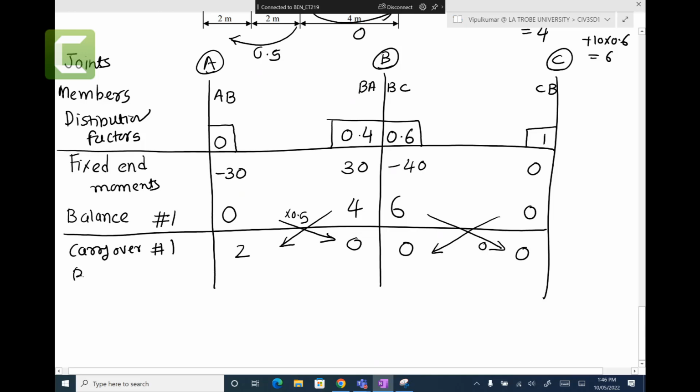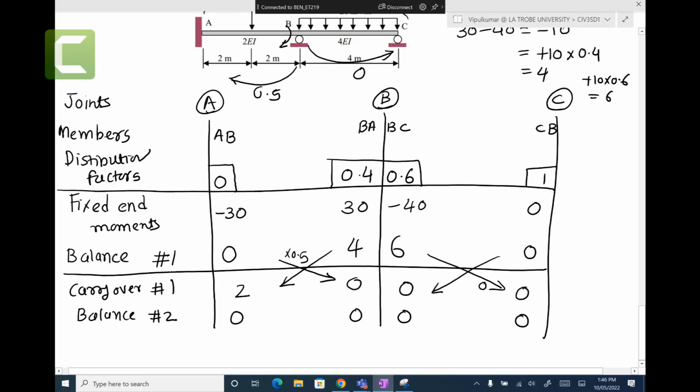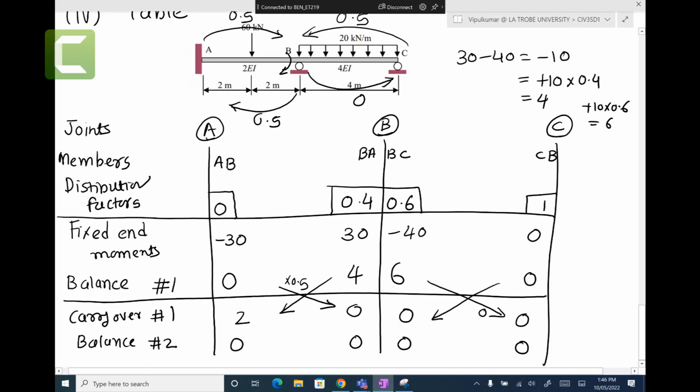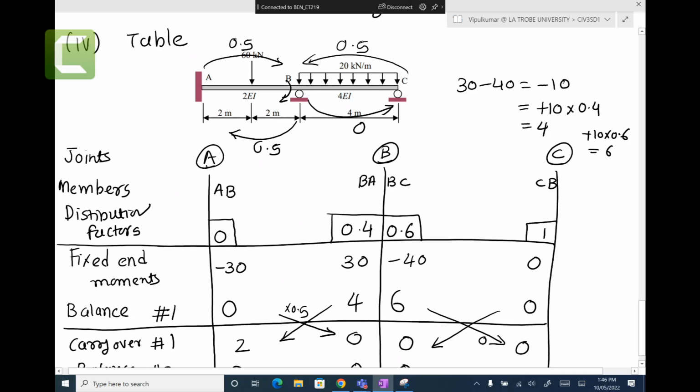Okay, and then you never stop at carry over. You always end up with the balance. Okay, you do not stop at the carryover, and you write balance 2. And then you will have 0, 0, 0, 0. If you are lucky, you will get all 0, and then you can stop. Scroll up a little bit. Yes. I just want to see that. Yeah, carry over. You can check.